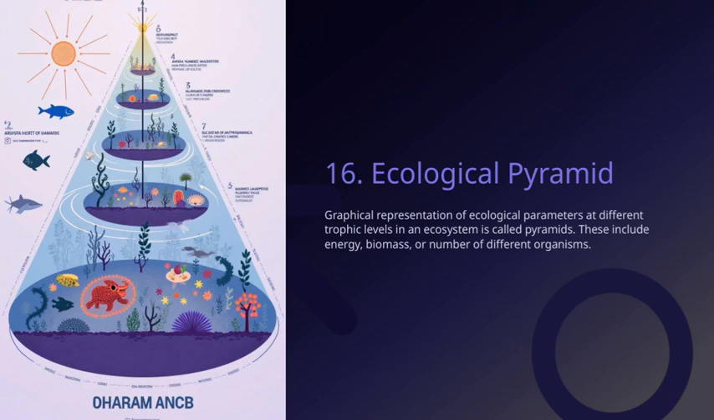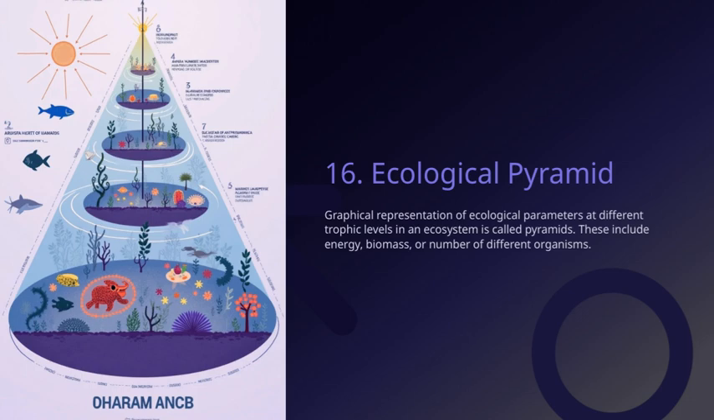These are graphical representations that show the distribution of various ecological parameters across different trophic levels in an ecosystem. Essentially, they help us visualize how energy, biomass, or the number of organisms change as we move from producers at the bottom to top consumers at the top. You can think of these pyramids as a way to understand the structure and functioning of an ecosystem.